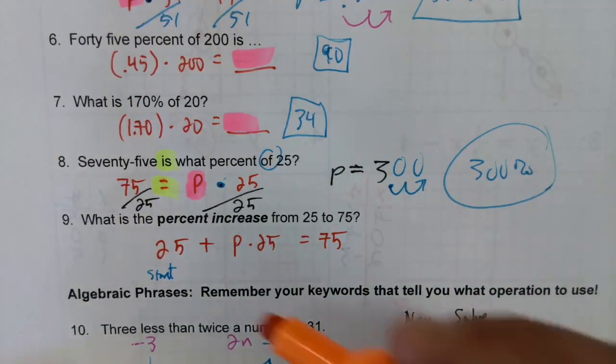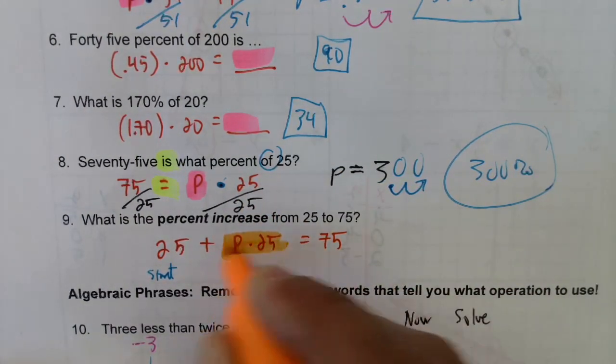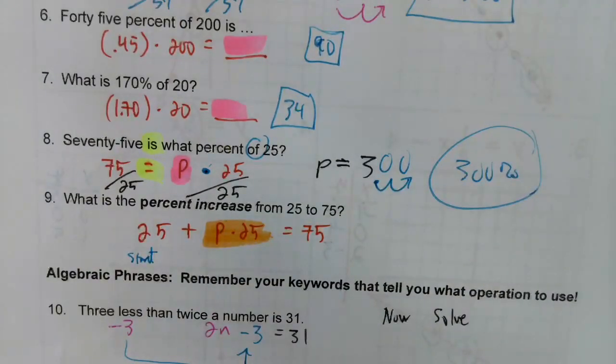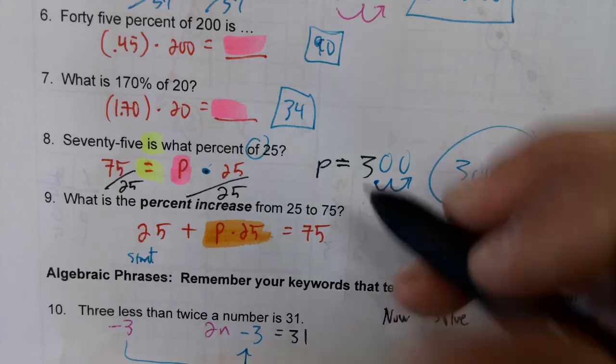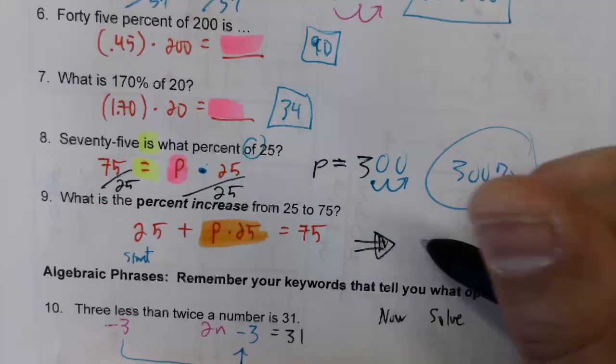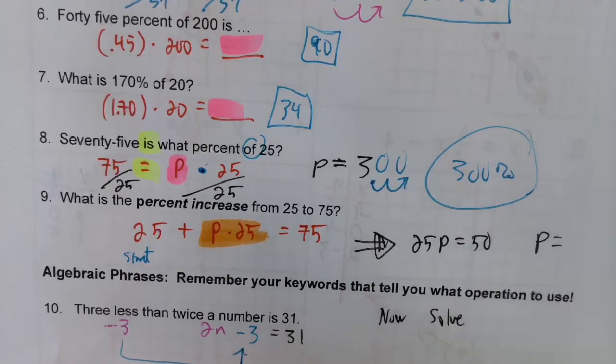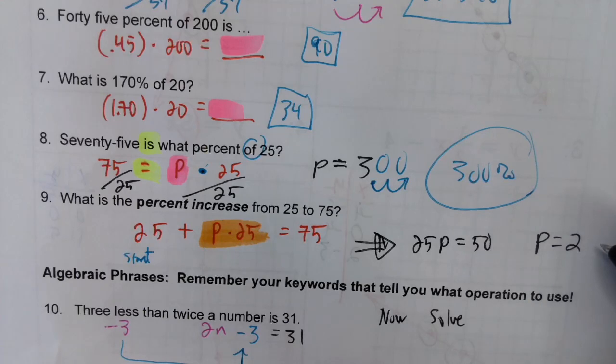What does this orange part, the entire value of the orange part, have to be? If 25 plus that gives you 75, it has to be 50. So what we can do is convert this straight to, say, 25p equals 50. So 25 times what number is 50? 2. So is it 2%? 200. It's 200%.